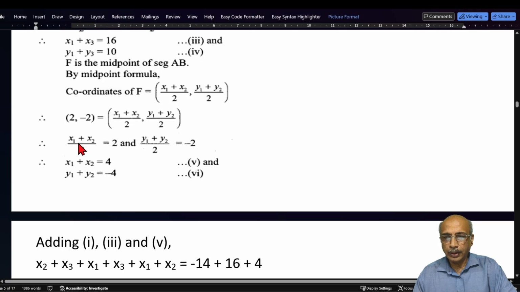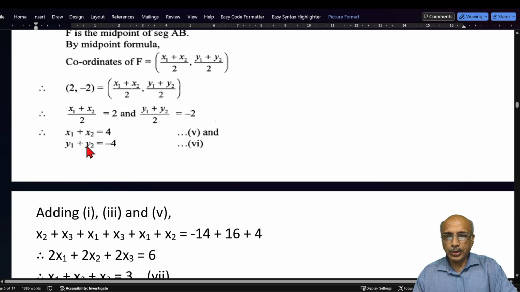Related to that, (x1 + x2)/2 = 2 and (y1 + y2)/2 = -2. Again, you are getting two equations with different variables: x1 + x2 = 4 and y1 + y2 = -4. These are equations 5 and 6 respectively.